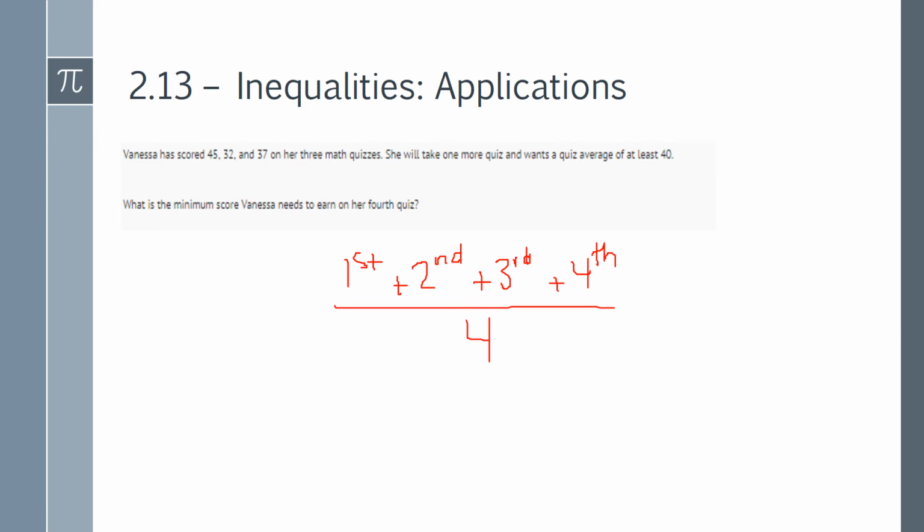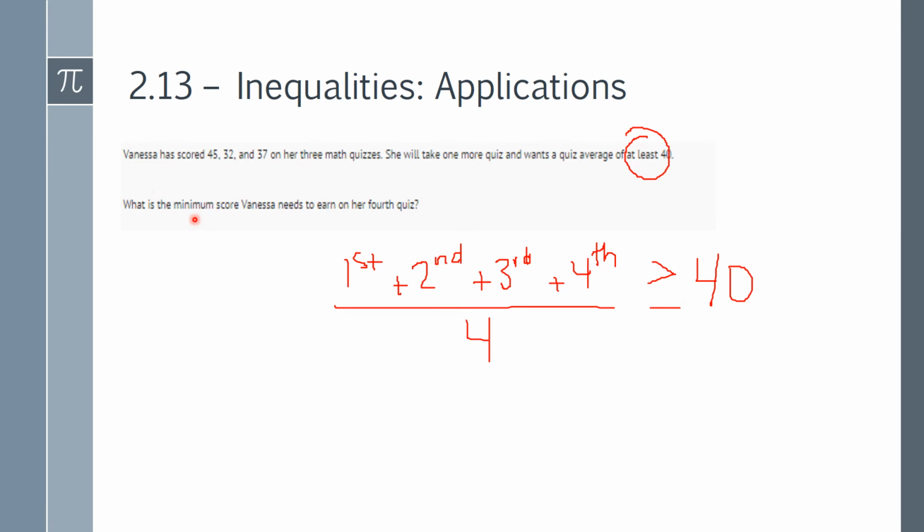So that's 4. And she wants it at least 40. So 40 is okay, but she really would like it to be greater than. I mean, think about it, you want your quiz averages to be higher than a certain value. So she's looking for this equation to be true. Her first quiz plus her second quiz plus her third quiz plus her fourth quiz, add those together, divided by 4. She wants that to be greater than or equal to 40.